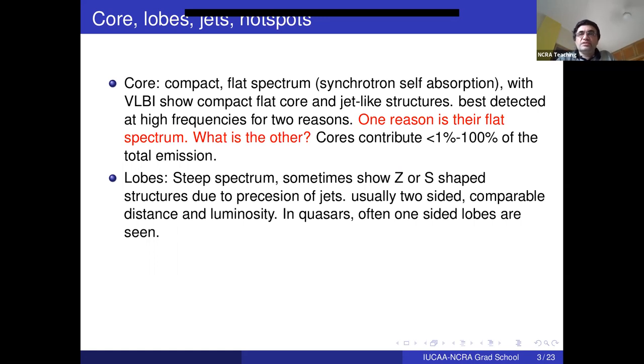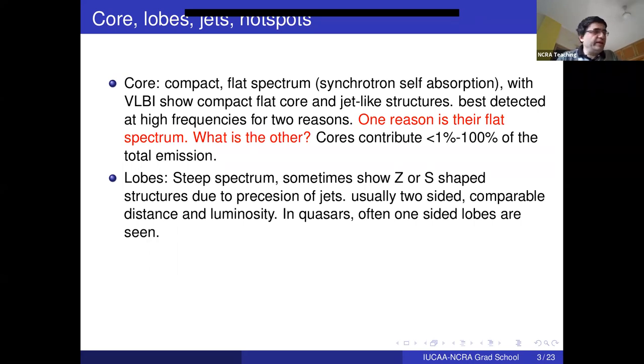So there are changes happening in the AGN itself, and the jets may become more powerful or they may change directions slightly depending on what happens in the AGN that powers them. And that can lead to different parts of the lobes becoming brighter at different points in time.